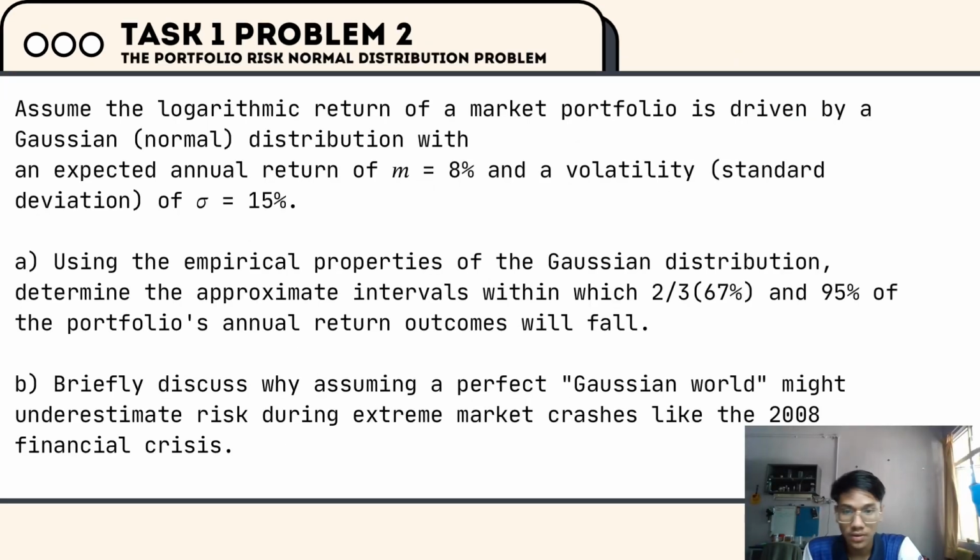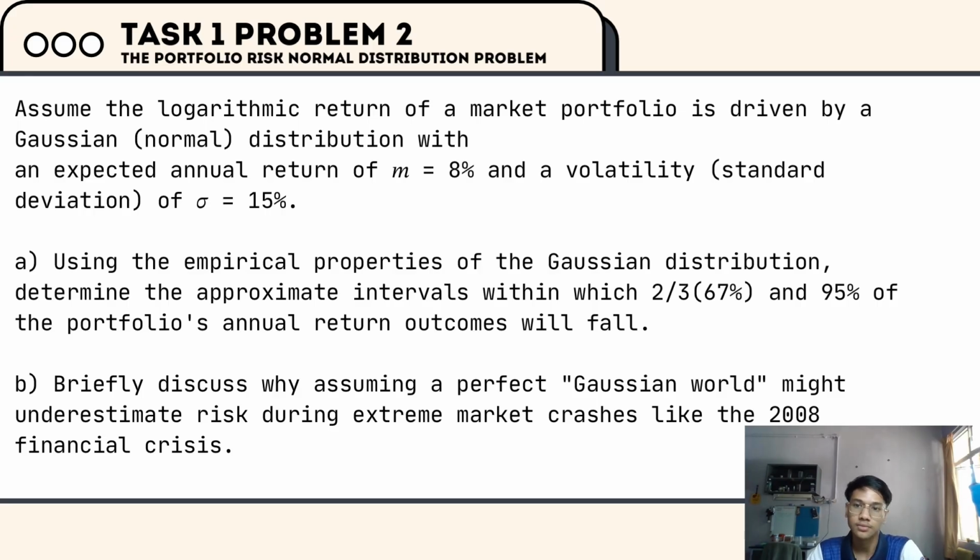We're going to continue with problem number 2, which is the portfolio risk normal distribution problem. We're going to assume the logarithmic return of a market portfolio is driven by a Gaussian normal distribution with an expected annual return of 8% and a volatility of 15%. And we have two questions.